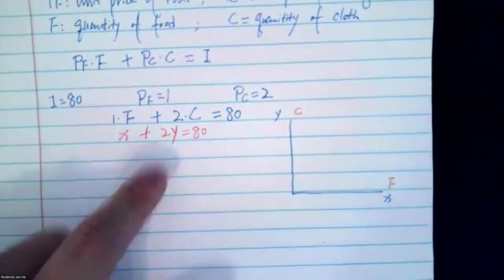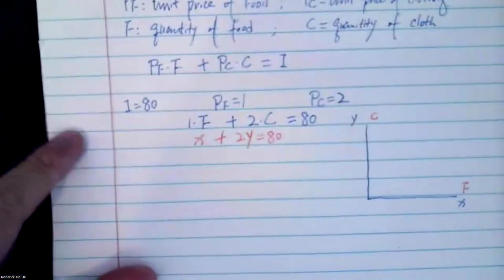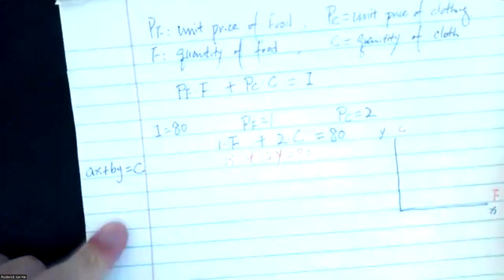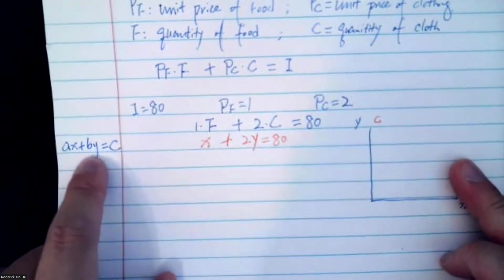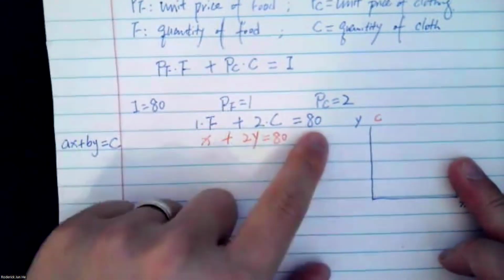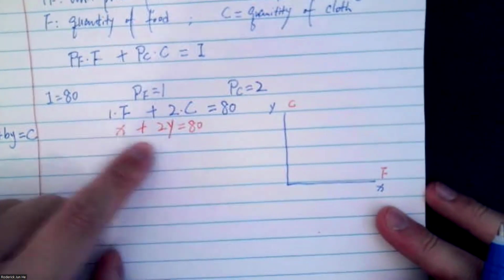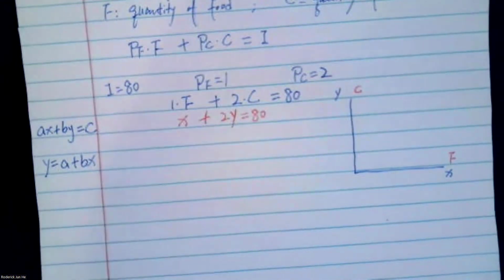When it is written this way, probably some of you have already detected that this is a linear format, because this is actually a standard form, AX plus BY equals C, where A, the coefficient of X, equals 1, the coefficient of Y equals 2, that's B, and C on the other side equals 80. Again, just in case it's still unfamiliar, you can convert that into the format you are totally comfortable with, which is Y equals A plus BX, the slope-intercept format.